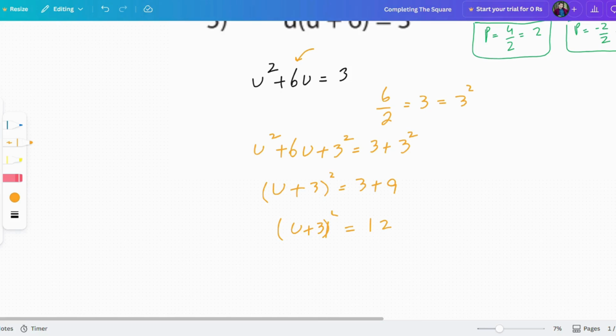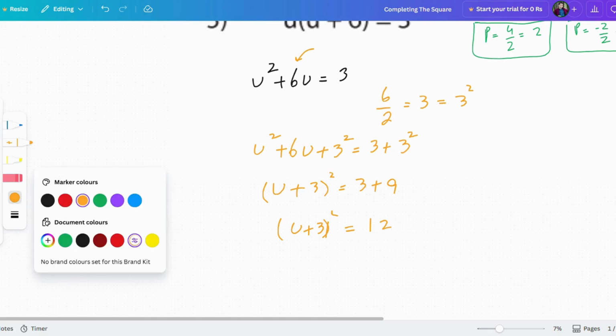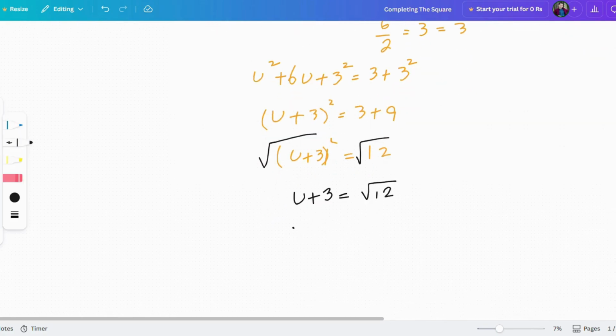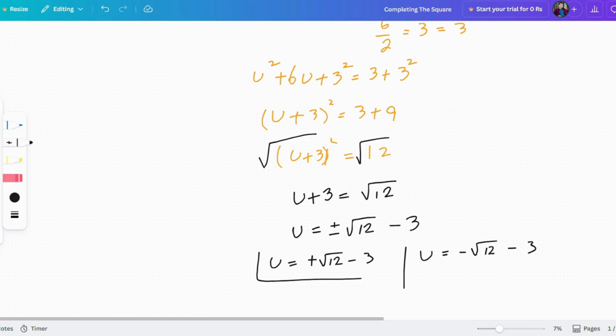Now I will simply take radical on both sides. Okay, so if I take radical on both sides this way, what I will get is u plus 3 is equivalent to radical 12, right? Because if I solve radical 12, it's going to give me a decimal value. So I'm just going to leave it like that. u is equivalent to plus minus radical 12 minus 3. Okay, so one time I will put it as plus radical 12 minus 3, and one time I will put it as minus radical 12 minus 3. So these two are the possible solutions for this question.